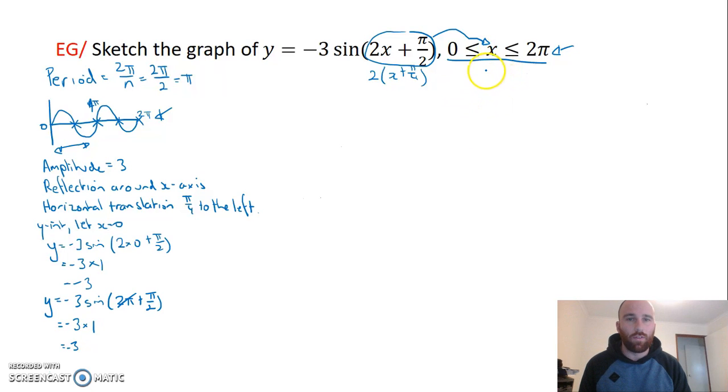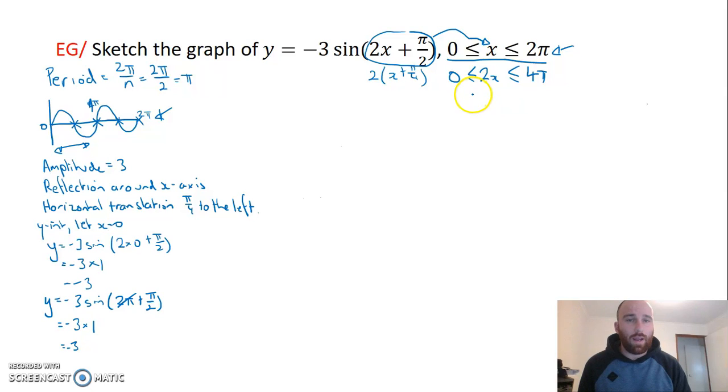What I'm going to do first is put the 2x into this. So I'm going to multiply my largest and my minimum, my max and min, by 2. So this becomes 4 pi, and this lowest value still becomes 0. 2 times 0 is still 0.